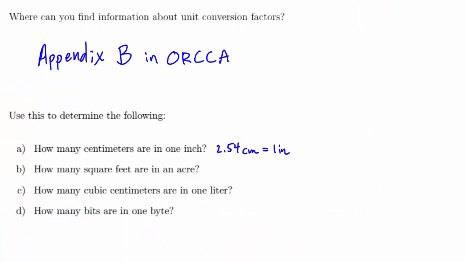So as we've determined, 43,560 square feet, which I'll write as ft with an exponent of 2 on that feet, is equal to 1 acre.